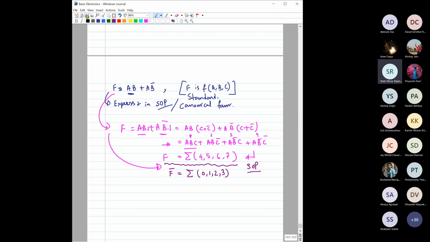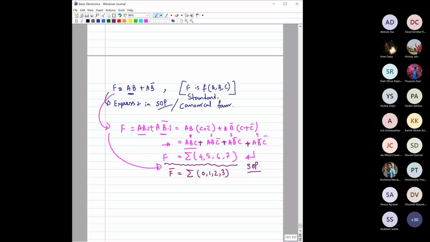Sir, here we are anyway writing the terms, 4, 5, 6, 7. So what is the necessity for sigma? We can directly write 4 plus 5 plus 6 plus 7. This sigma is just notation. It indicates that there will be an OR operation between these terms. Between the fourth and the fifth, the plus sign means the OR operation.